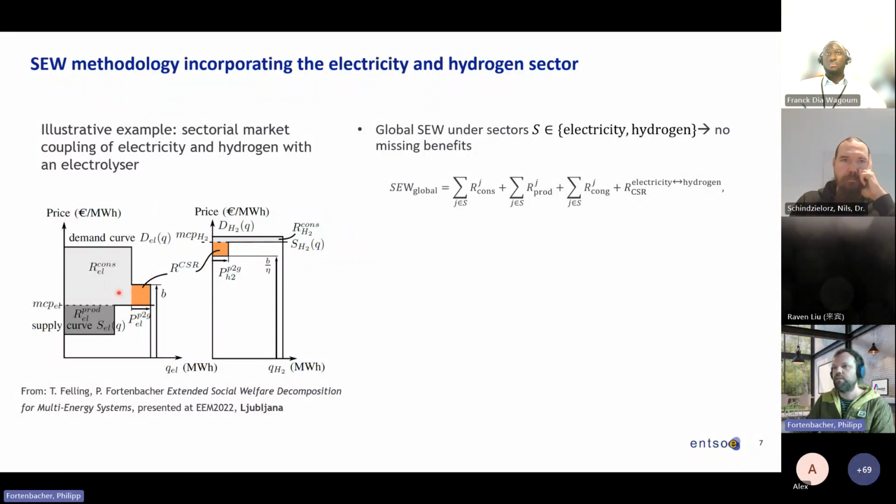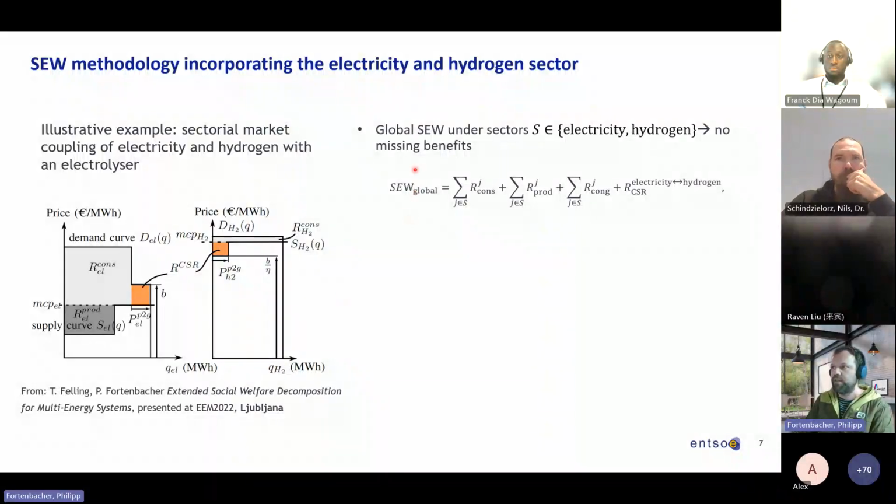But before that, what we want to do is to capture the global SEW, and this is just the sum of all these rents in the electricity and also in the hydrogen sector. This allows us to capture the whole benefit, the total benefit. So we don't have any missing benefits if we do so. And then it also doesn't matter where the benefit comes from. As long as we have captured the total benefit, then we are safe, right? Then we don't have any missing benefits.